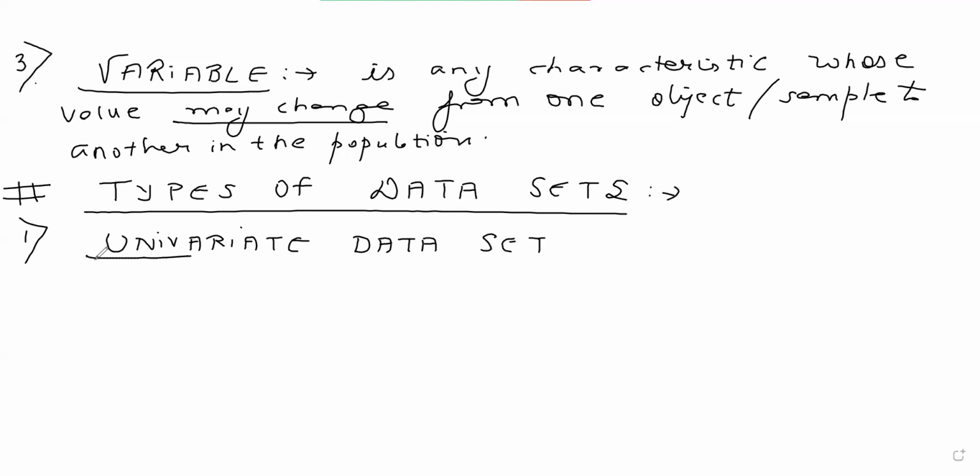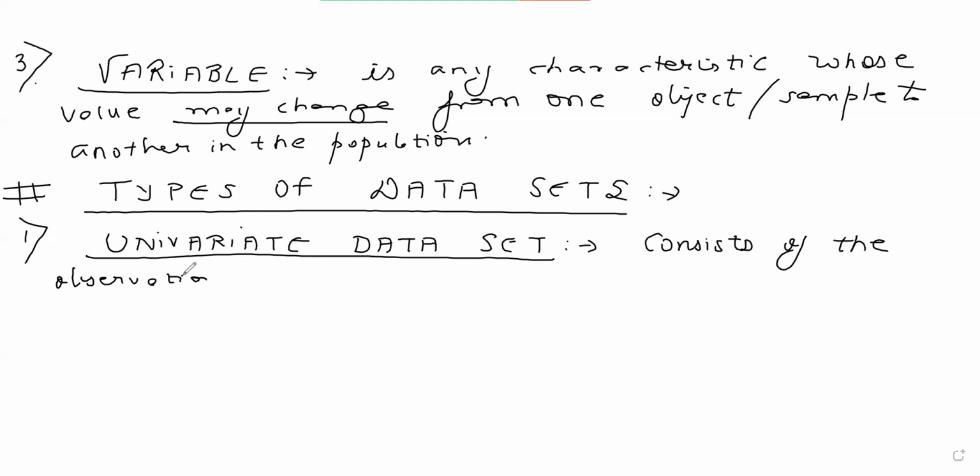Univariate data set. I can write that it consists of the observations on a single variable. That means when we are dealing with only one single variable, it's a univariate data set. For example, I have to check how the students at one particular university are performing in undergraduate economics. That's a univariate data set, because I will be looking at the GPA or the marks of students in undergraduate economics. There is only one variable.